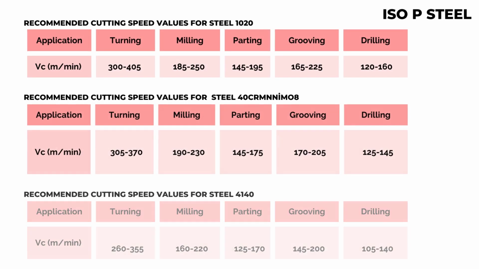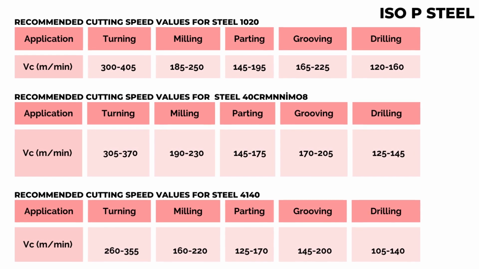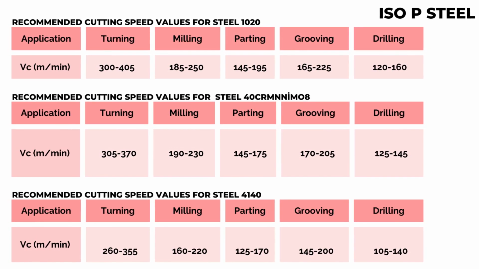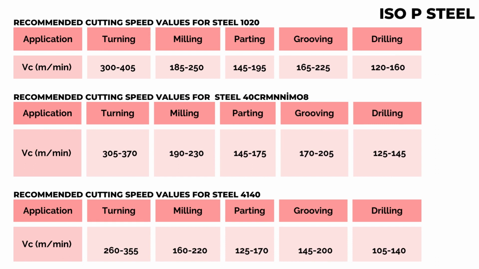The machinability range of steel materials is very wide according to their chemical composition and heat treatment conditions. In the tables that can be seen on the screen, cutting speed values suitable for carbide inserts are given for 3 different steel materials that are used extensively in the manufacturing sector. These cutting values are average values and can be changed by the manufacturer depending on the cutting conditions.